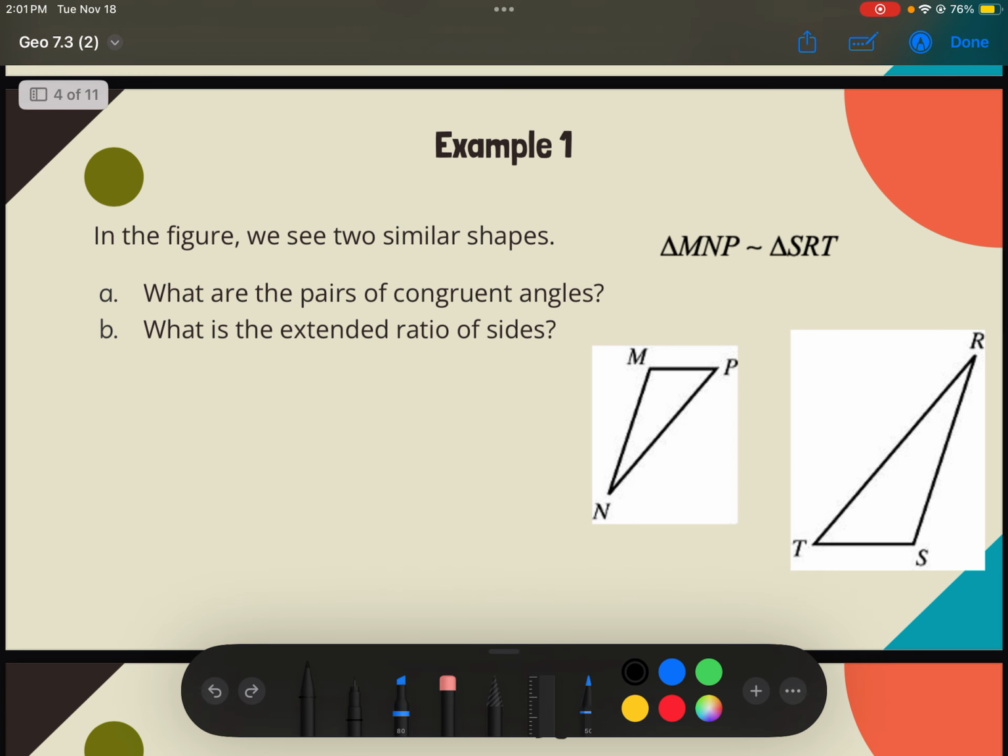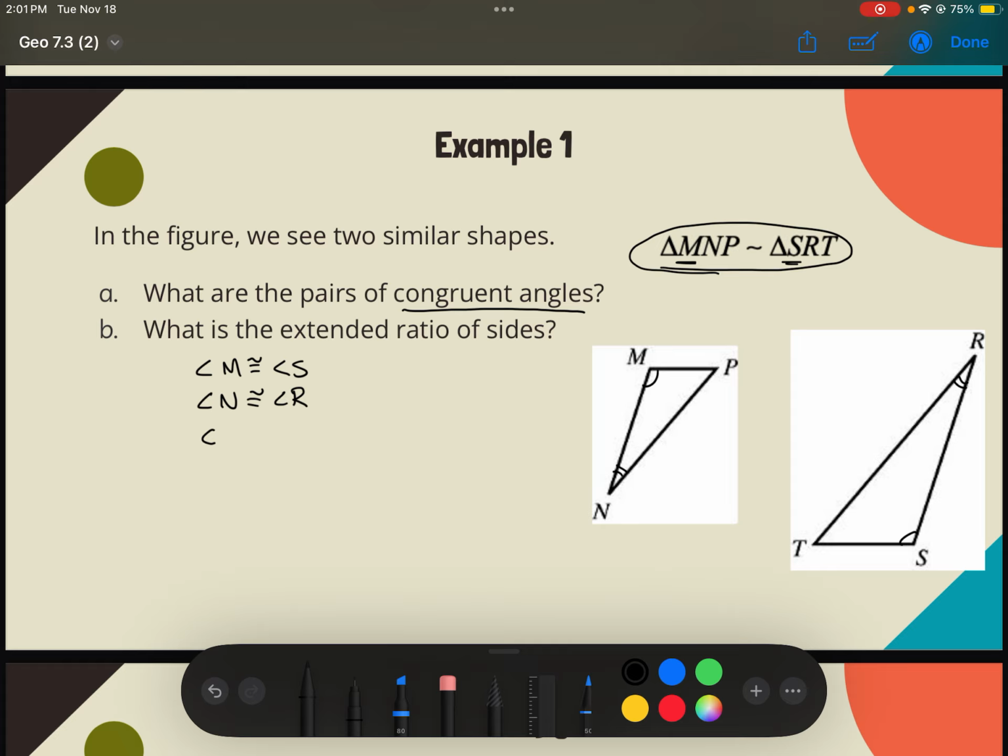Here's our first example. Take a moment, draw in these two triangles in your notes. They're telling us that triangle MNP is similar to triangle SRT. Remember, the order of the letters is helpful here. So what are the pairs of congruent angles? Well, I need to know what my corresponding angles are. M is the first letter, S is the first letter. That must mean that those are corresponding and therefore congruent angles. So M is congruent to S. Our second letter is N, and the other second letter is R, so N and R must be congruent to each other. And then whatever is left, angle P must be congruent with angle T.